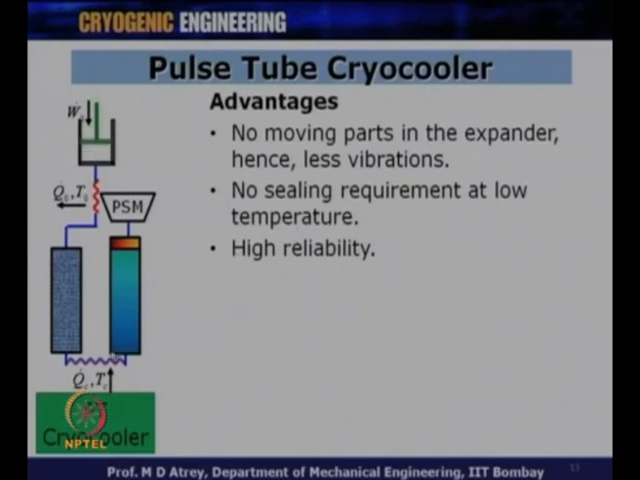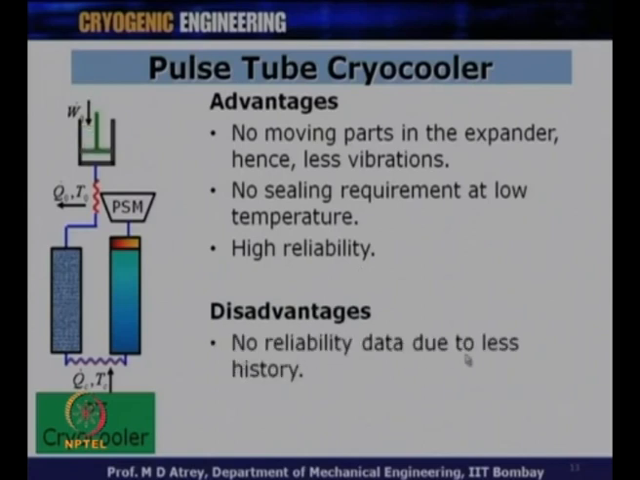High reliability. The moment we do not have any drive mechanism, any moving component, it will have high reliability. So, the pulse tube cooler does have high reliability as compared to other expanders in which one of the components is moving. The disadvantage, however, is that there is no reliability data due to less history. So, there is no failure data over a period of time, and therefore, we do not have reliable data as such to come to the conclusion that this pulse tube cooler will never fail.